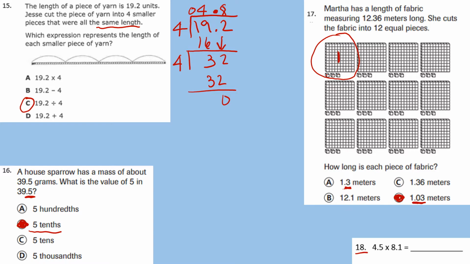Number 18. 4 5/10 times 8 1/10. So 4 5/10 times 8 1/10. So 4 5/10 times 1 is just 4 5/10, or just ignore the decimals right now. Drop a 0. 8 times 5 is 40. 8 times 4 is 32, plus 4 is 36. 5, 4, 6, 3. I've got 2 digits behind the decimal. The answer is 36 and 45 hundredths.